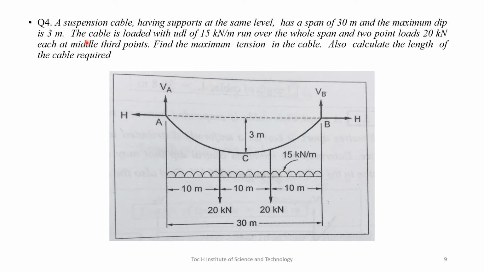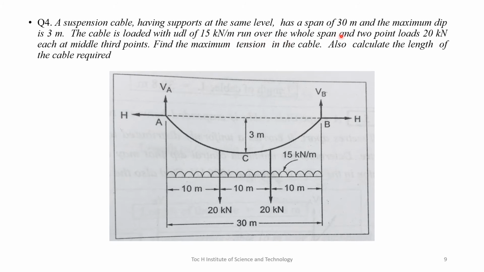A suspension cable having supports at the same level has a span of 30 meter. So that small l is equal to 30 meter. And the maximum dip is 3 meter. That means the central depth, central deflection, h is equal to 3 meter. The cable is loaded with a UDL of 15 kilonewton per meter. So W is equal to 15 kilonewton per meter.